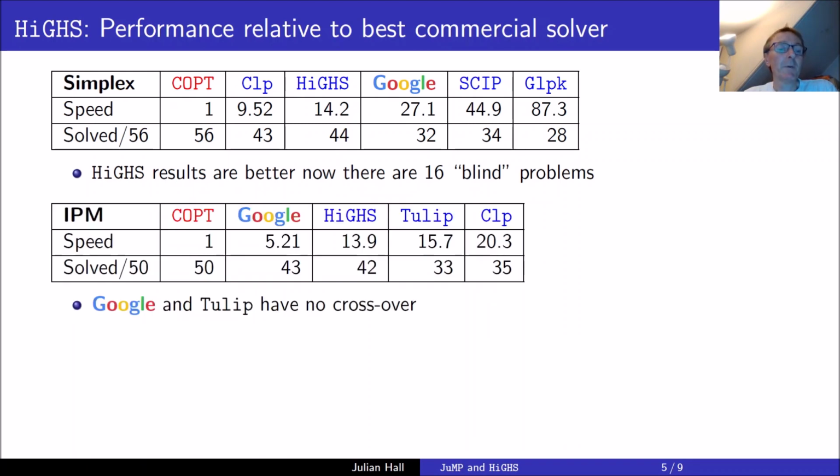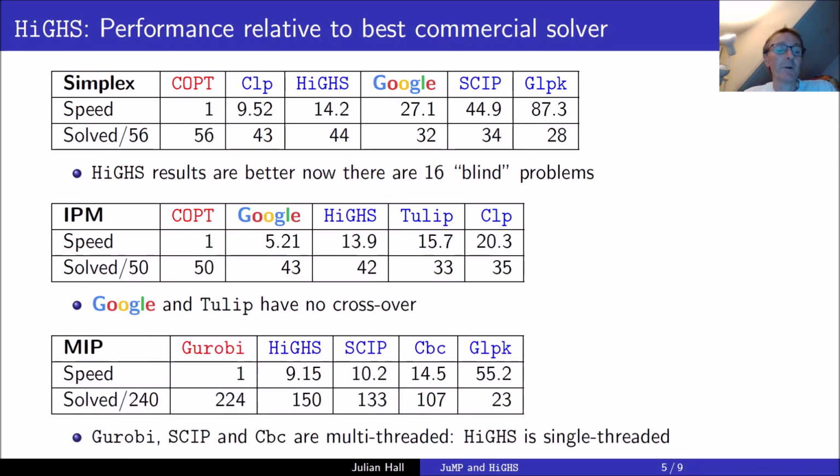For interior point methods, again, the best in the world at the moment is Cardinal's interior point solver written by Lukas Schork, and behind that we have Google's new first order method solver, which is noticeably faster than HiGHS's interior point solver, and behind that come Tulip and CLP. However, the Google solver and Tulip have no crossover.